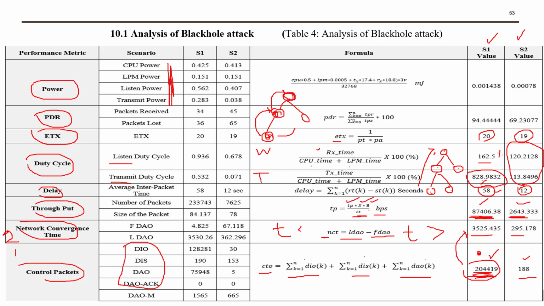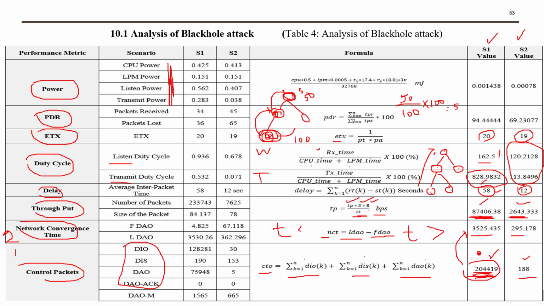That is the meaning. Then the next one is PDR, packet delivery ratio or packet delivery rate. What does this mean? Number of packets sent, number of packets received. For example, I'm taking this node. This node sent 100 packets to the sink, but the sink received only 50 packets. What about the remaining 50 packets? Maybe they were dropped because of an attack. So what is the PDR? The PDR is 50 divided by 100: total number of packets received divided by total number of packets sent, into 100. So this is equal to 50%.